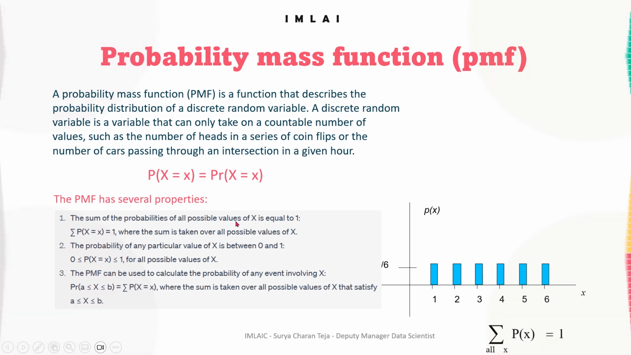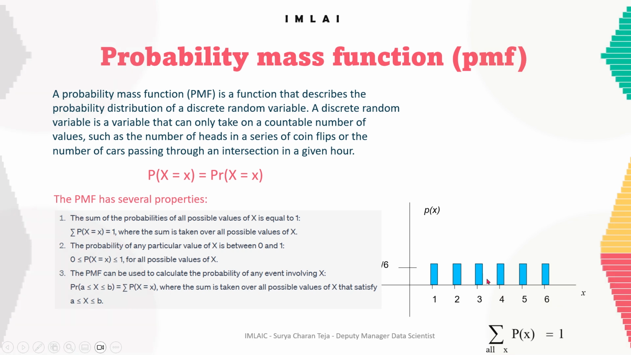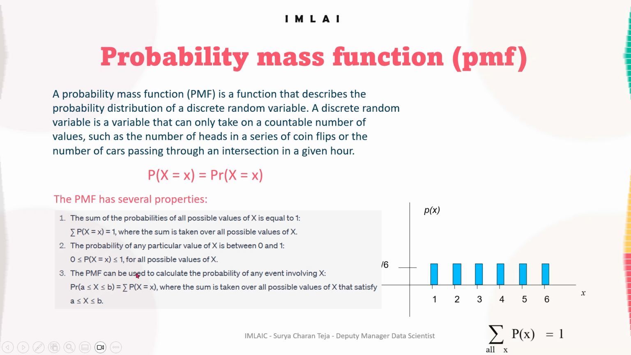And the second property: the probability of any particular value of x is between 0 and 1. So 0 is less than or equal to P of capital X equals small x, which is less than or equal to 1, for all possible values of the random variable capital X.